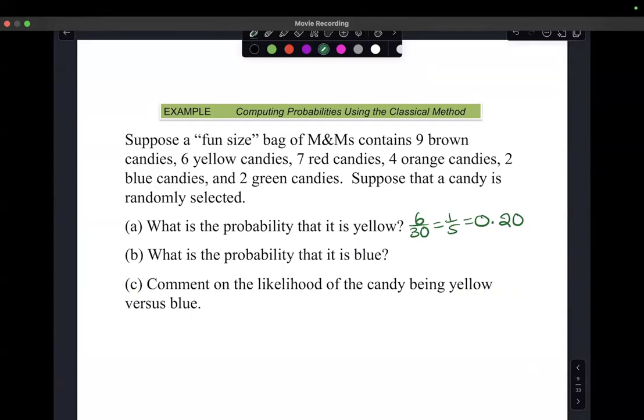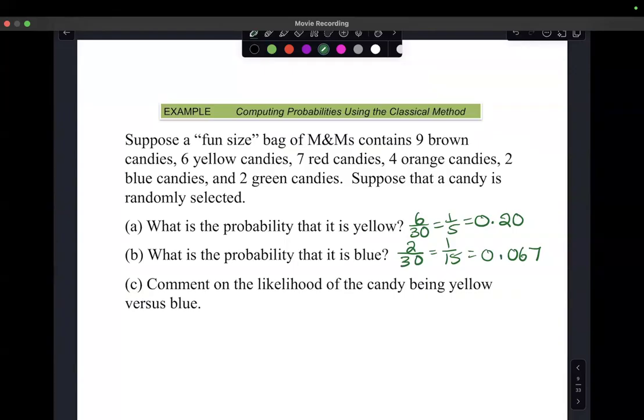Now we want to know the probability it's blue. Once again, we keep the 30 because there's still 30 M&Ms and there's 2 blue ones, which gives me 1/15, which is 0.067 approximately. Now it says to comment on the likelihood of getting the candy being yellow versus blue. All it wants here is to say you're 3 times more likely to get a yellow candy than a blue candy because there's 3 times as many yellows than blue. Makes sense? Are we good?